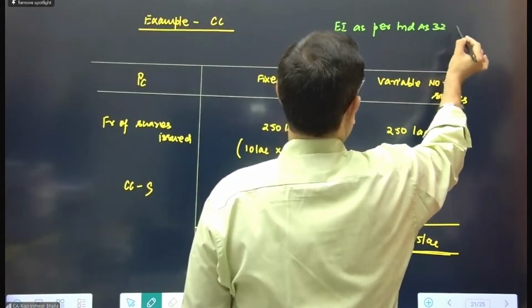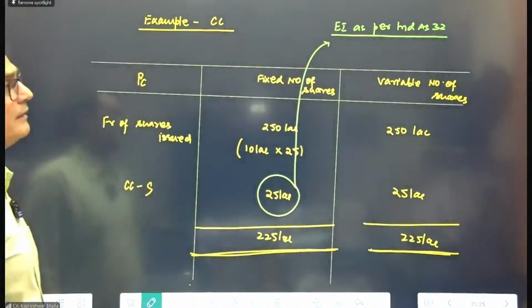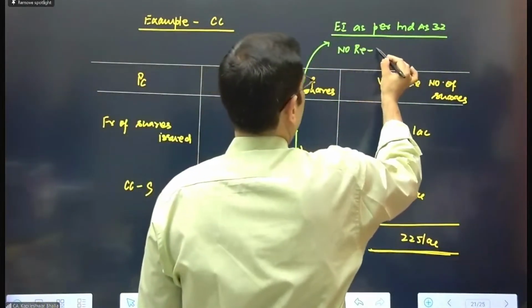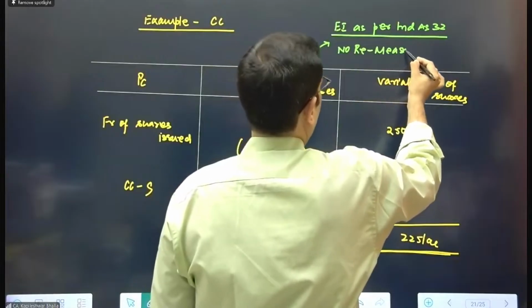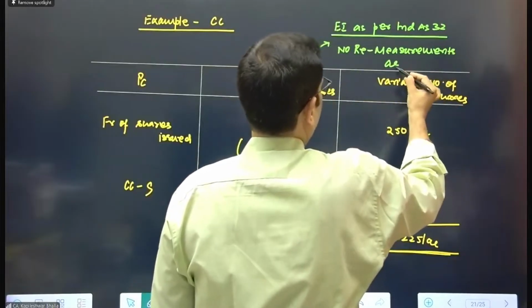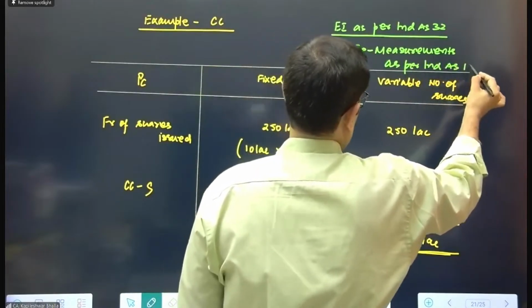Because we are going to classify them as equity instrument as per Ind AS 32. And can I say there will be no remeasurements? There will be no remeasurements as per Ind AS 109. I hope I'm making complete sense.